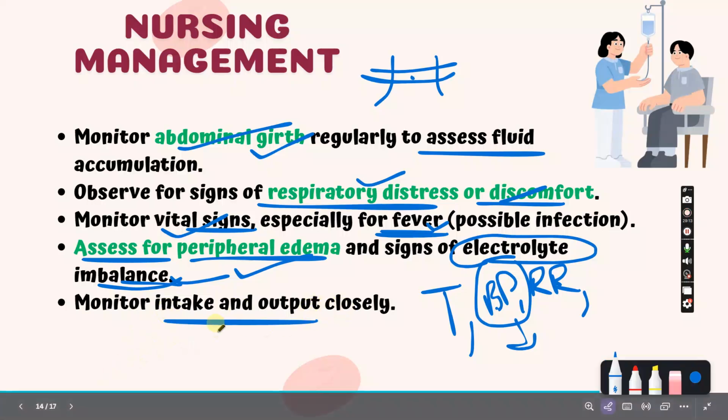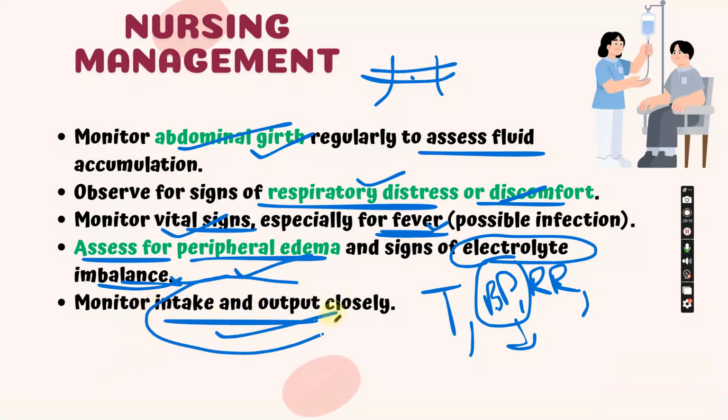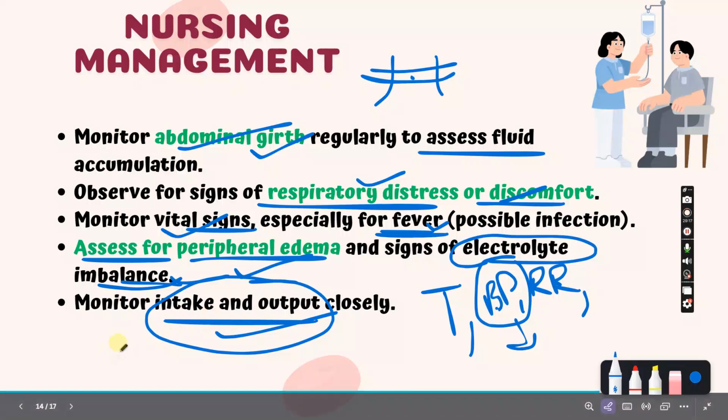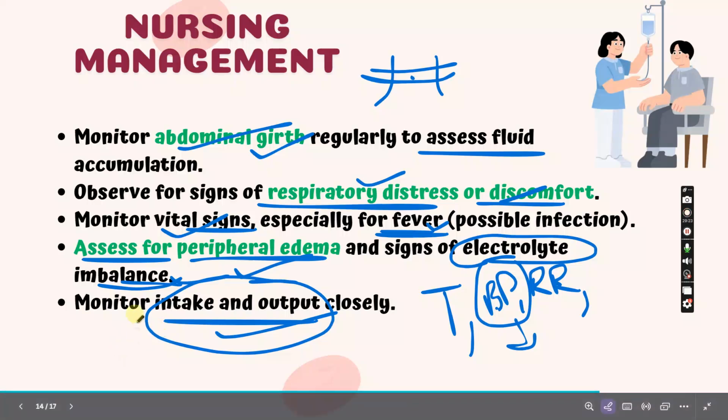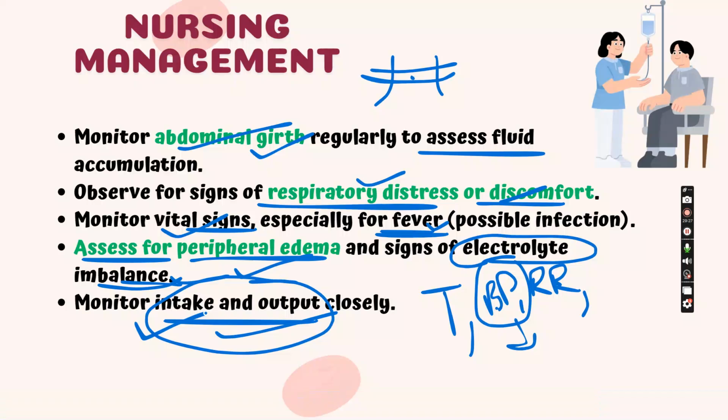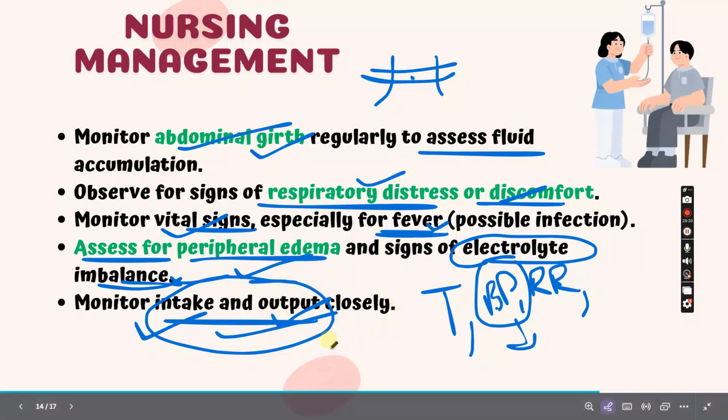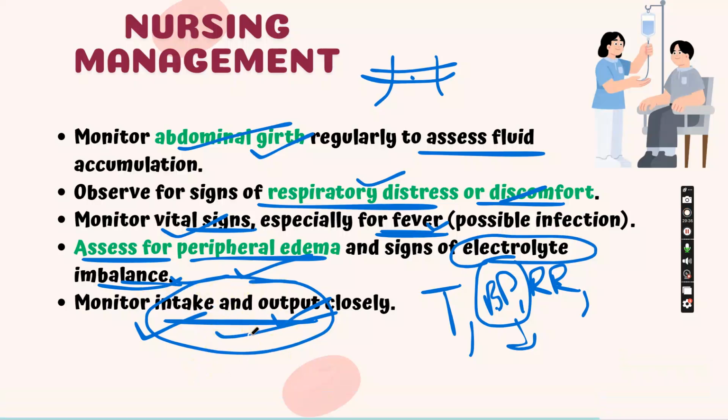So monitor intake and output closely. This is a very important sign. Intake and output must be observed clearly and closely, and should always be known. So we have to see what the patient has taken in or consumed and what the output is. We have to do some mathematical calculations here to find out how much fluid is in the body, how much is out, and how much the patient has taken in as diet.